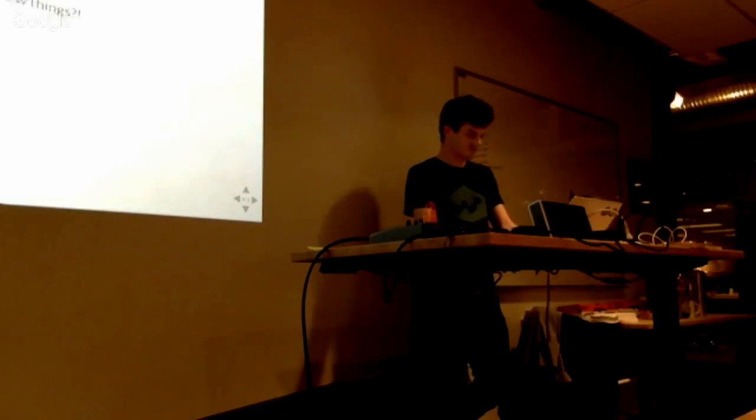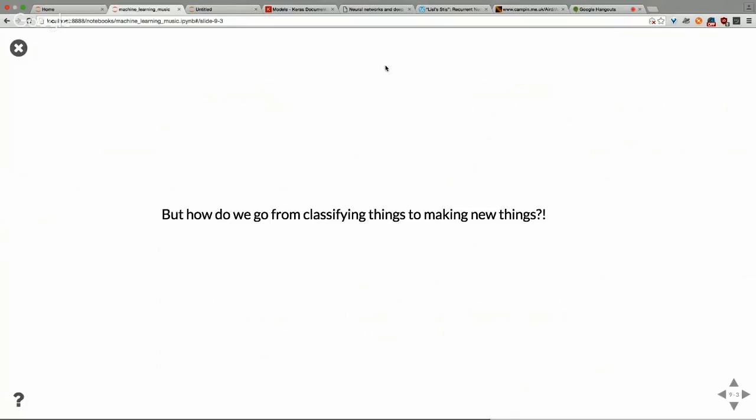So, we can teach something to classify stuff. You can ask your machine learning algorithm to say, all right, this is a cat, or a dog if it's in fact a dog. But that's not the same thing as getting a computer to make something cool and creative like music. How do we do that?